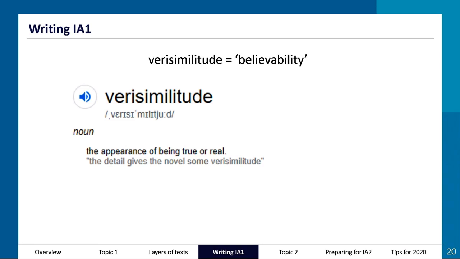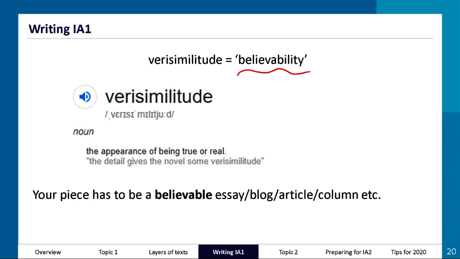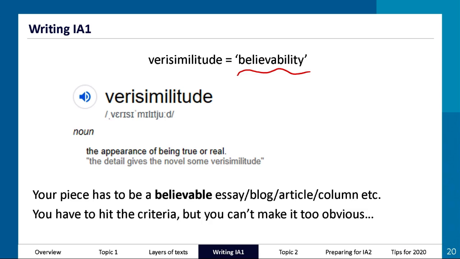Your piece has to seem like it could really be published on The Conversation or on the Guardian website or some kind of, even if it's just a made-up publication, you have to have some kind of essence to your piece that makes it feel real. It can't read like a Year 12 student pretending to be a literary journalist. It has to feel real, which means you have to emulate the kinds of features that those pieces have. Your piece has to be a believable essay or blog or column or whatever it is you're writing.